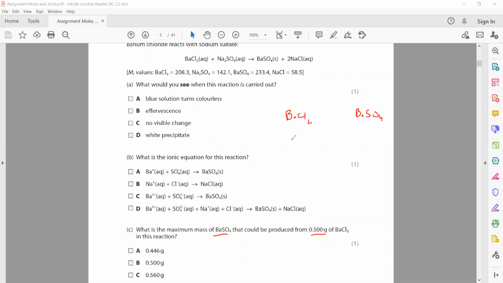So when you check the ratio of the mass, barium chloride relative molecular mass is 208.3, and barium sulfate is 233.4. So the ratio is 208.3 to 233.4, but we have barium chloride in the question. We have only 0.5 grams of barium chloride, so this will be X, cross multiply. So when we solve, it will come out as 0.560 grams of barium sulfate.